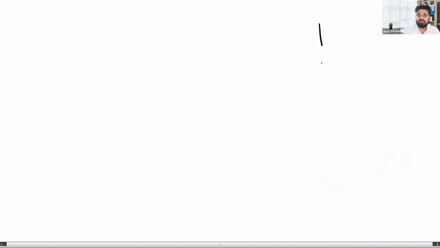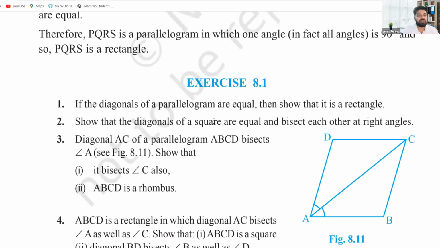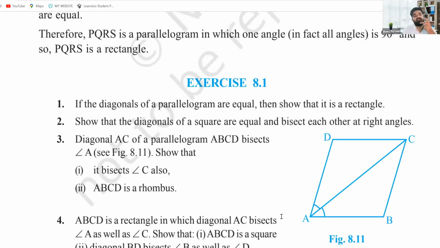So let's suppose ABCD is the square, it is being given to you. Okay, this is ABCD. It is a square. Rima, understood? Now what is asked in the question? Show that the diagonals of the square are equal. First of all, you have to prove that they are equal. Then you have to prove that they bisect each other. And then that they bisect at right angle. Three things you have to prove. First, they are equal. Second, they bisect each other. And third, they bisect at right angle.